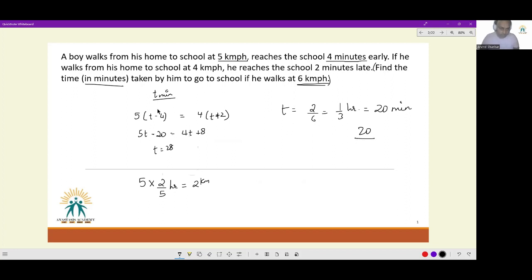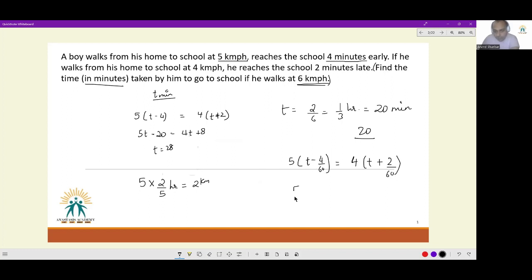This is solving it when I took my initial variable t as minutes. If I took it in hours, then the process remains the same. It is just that I'd have t minus 4 by 60 is equal to 4 times of t plus 2 by 60.